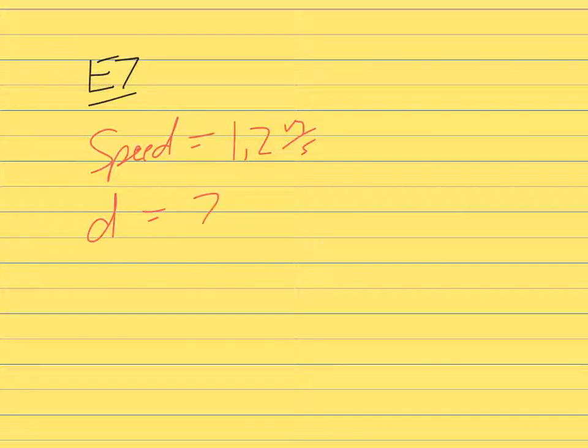All right, exercise number 7. A hiker walks with an average speed of 1.2 meters per second. What is the distance in kilometers that he can travel in 1 hour? Time equals 1 hour. We have speed in meters per second, we have distance that we want in kilometers, and we have time in hours. So we're going to have to do a couple of conversions so that everything is speaking the same language.